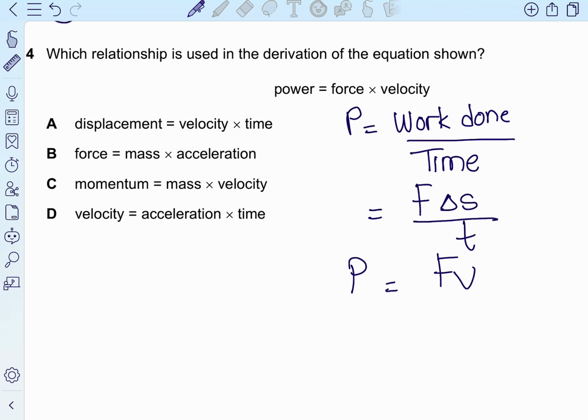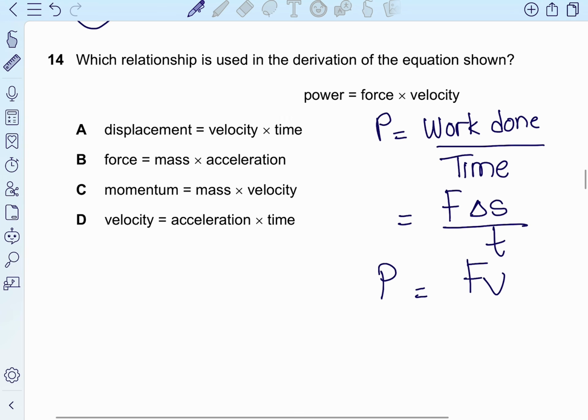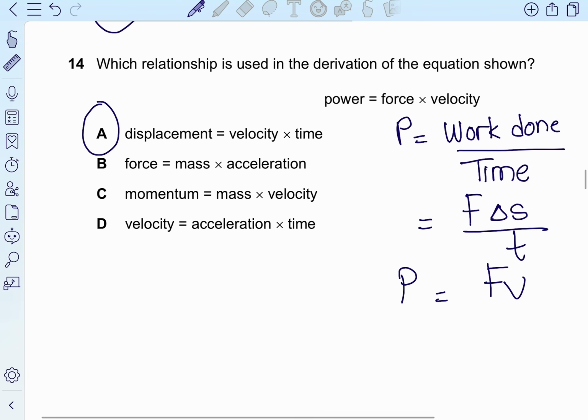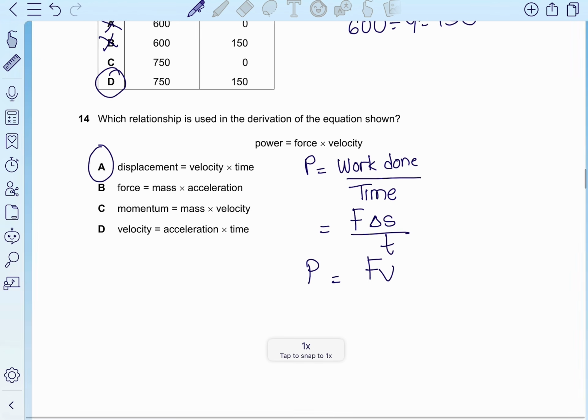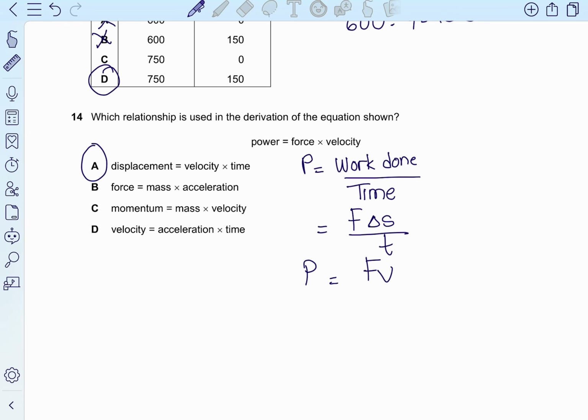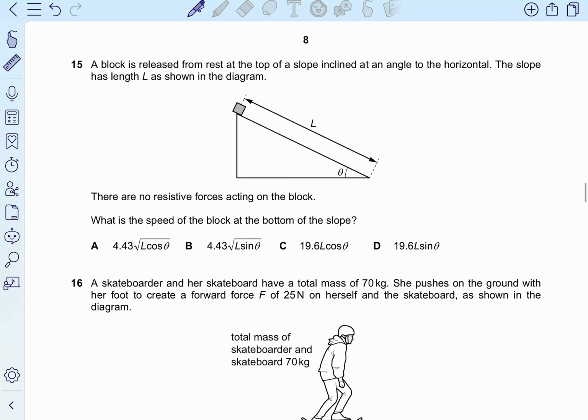So what derivation have I used here? I've replaced the displacement over time with velocity. So therefore, this should be the first one, which is displacement equals velocity into time. These derivations are very important. Question number 14 done, then question number 15.